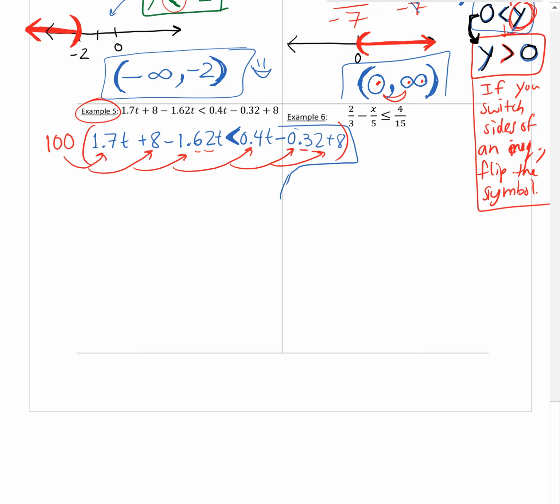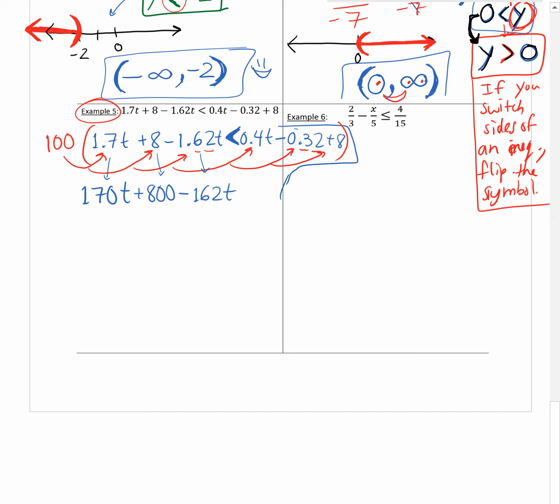And keep in mind, too, when you multiply by 100, all that does is move your decimal to the right twice. So the 1.7 will become 170t. All right, the 8 will become, well, 8 times 100 is 800. And then this guy, you had 1.62, but he's going to become 162t.